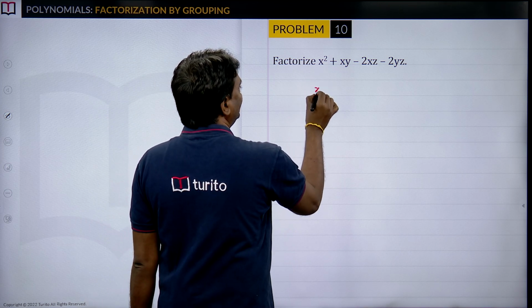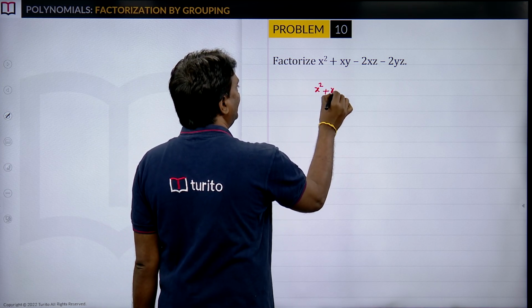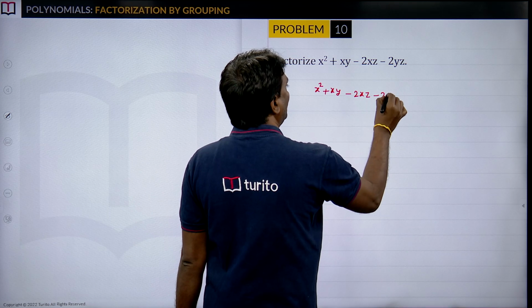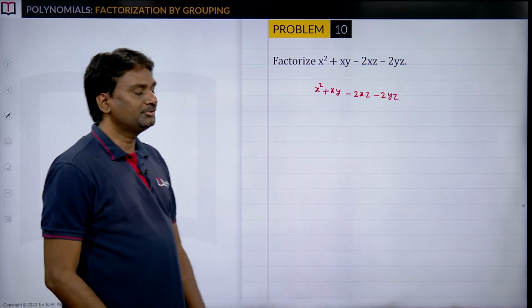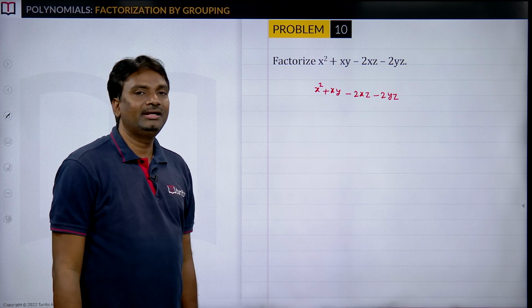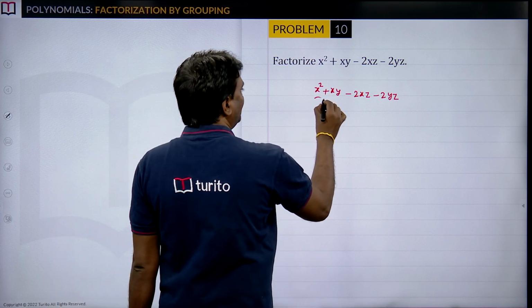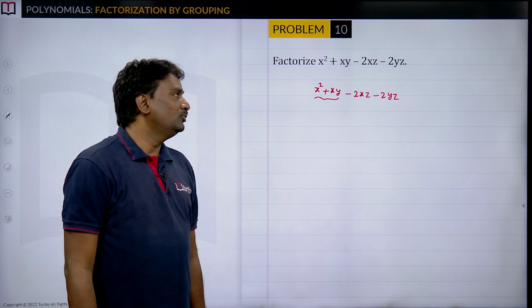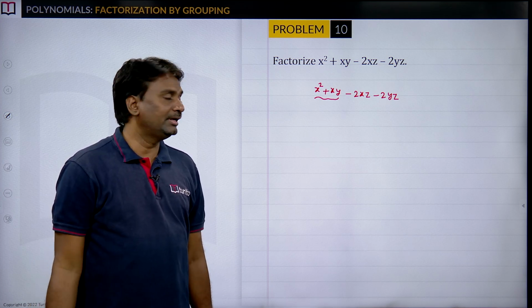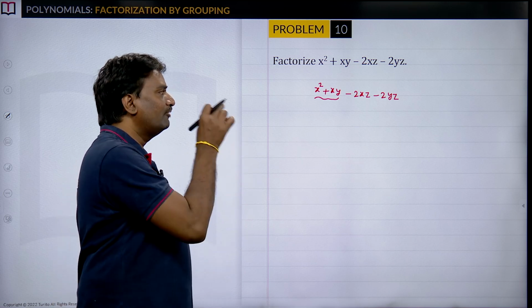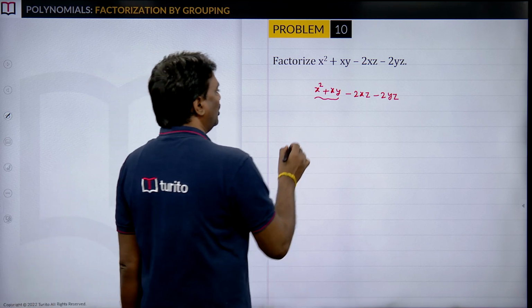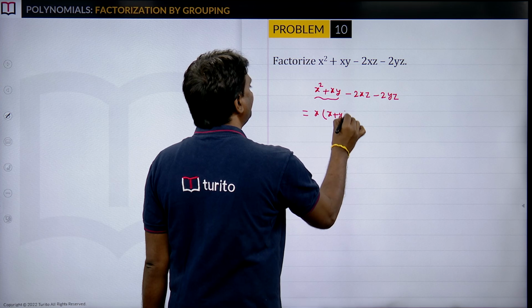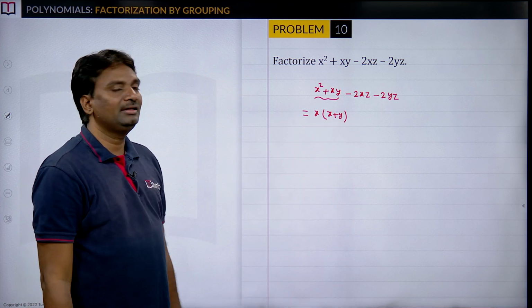Let us write the given polynomial: x square plus xy minus 2xz minus 2yz. If we take the first 2 terms, x square plus xy, x square can be written as x into x. The second term is xy. So, from the first 2 terms, we can take x as common, and by taking x as common, you will get x plus y.